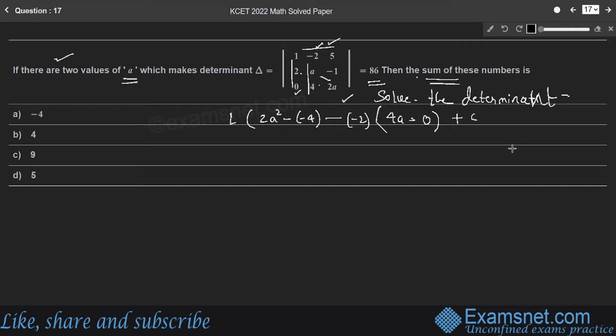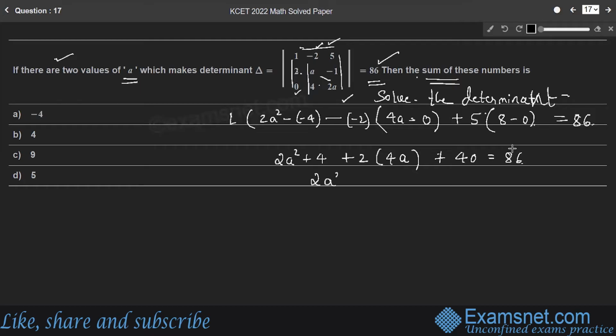Then plus the third element is 5. So avoid the respective column and the first row, right? So 2 into 4 is 8 minus 0, so this solution is equal to 86, which is already given, right? Therefore, 2a square plus 4 plus 2 into 4a, that is 4a, plus 5 into 8, 40, is equal to 86, right?